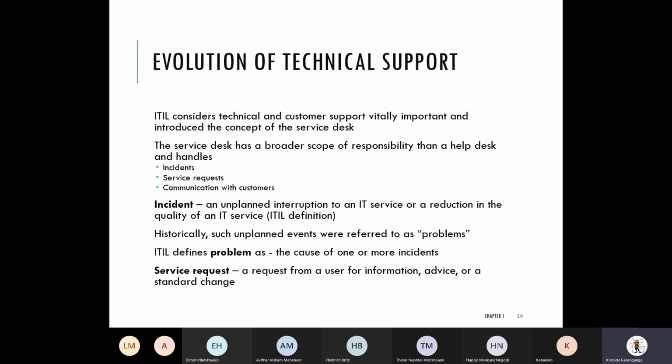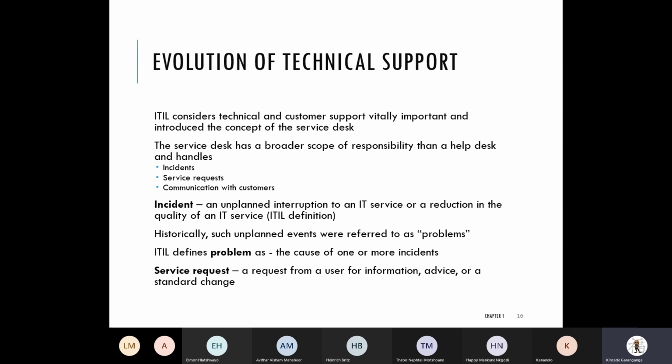So obviously beforehand, these were known as issues or problems. But naturally, you'll find that library that we were talking about earlier on literally defines that distinctive problem as one or more incidents in that regard. And then ultimately, your service request is something from your user looking at basic information or advice in that regard.